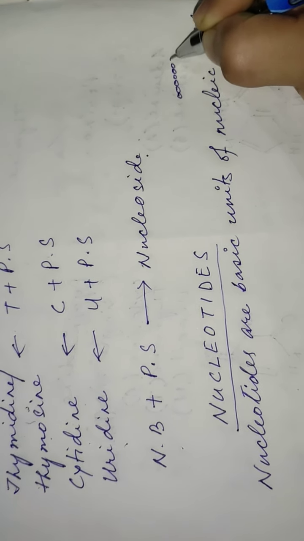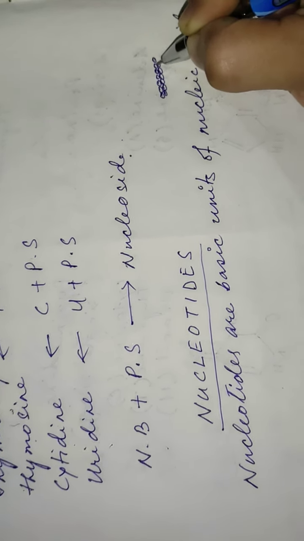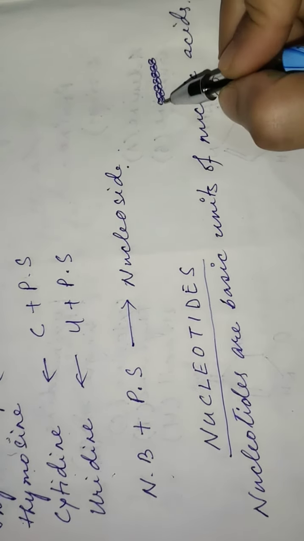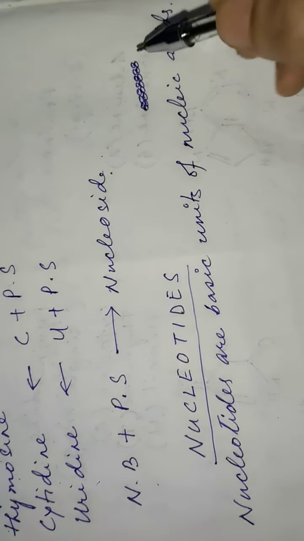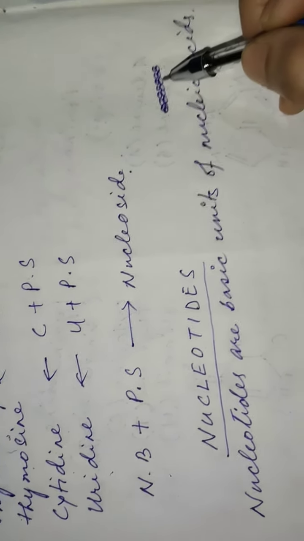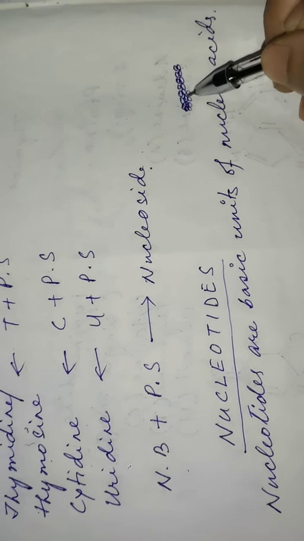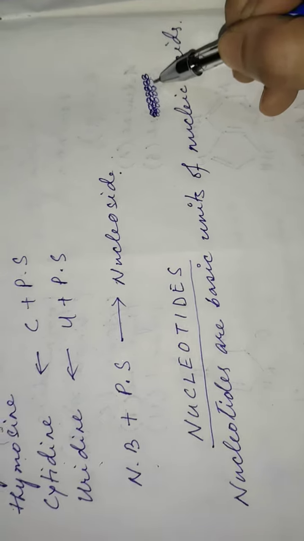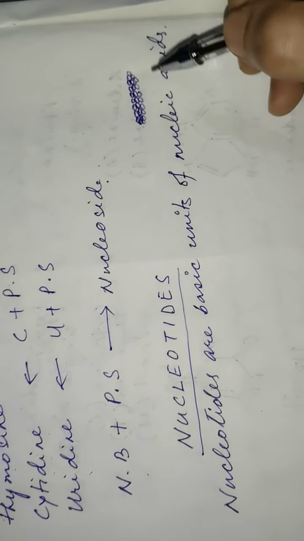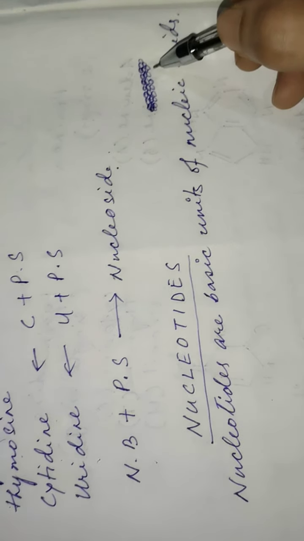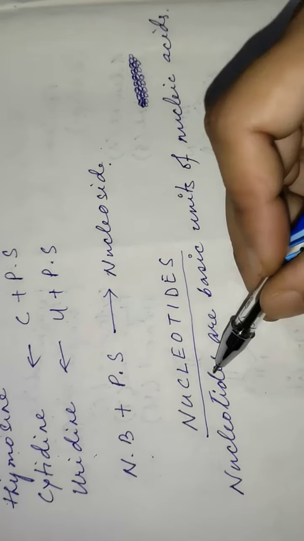Nucleic acid is a polymer. So what is a polymer? Polymers are formed by joining the monomers. Poly means many, so when some monomers unite and form a complex structure, these are known as polymers. So here nucleotides are the monomers of nucleic acid.